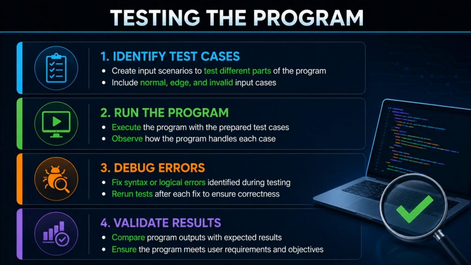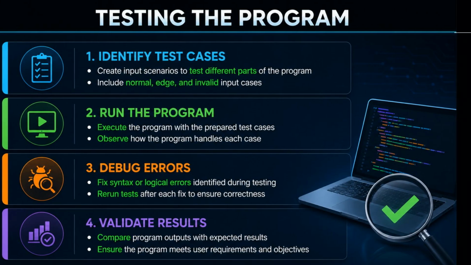Testing the program is step 5. Identify test cases: input scenarios covering normal, edge, and invalid cases. Run the program with those prepared cases, and observe how it handles each one. Debug any errors you find, whether syntax or logic, and rerun tests after every fix. And validate the results by comparing actual output against what you expected, confirming the program meets its requirements.